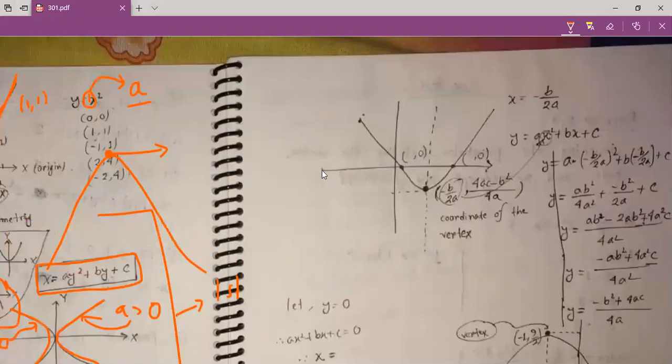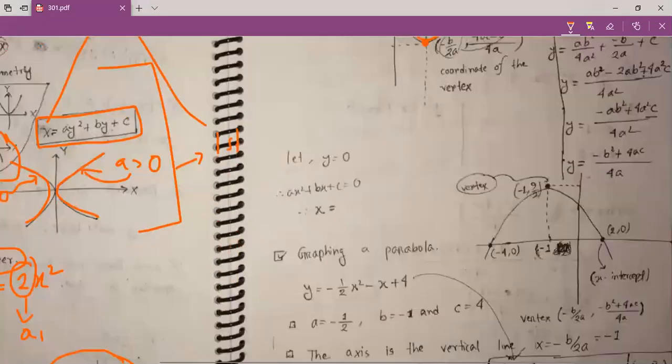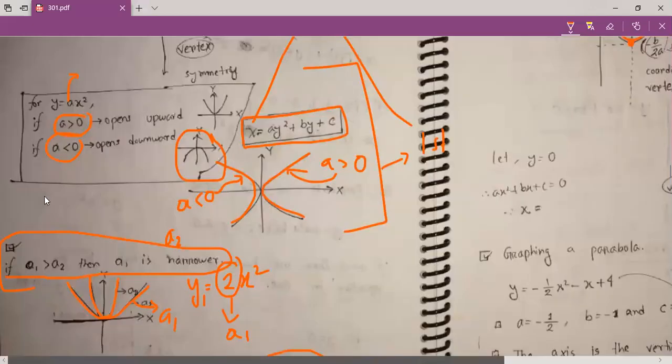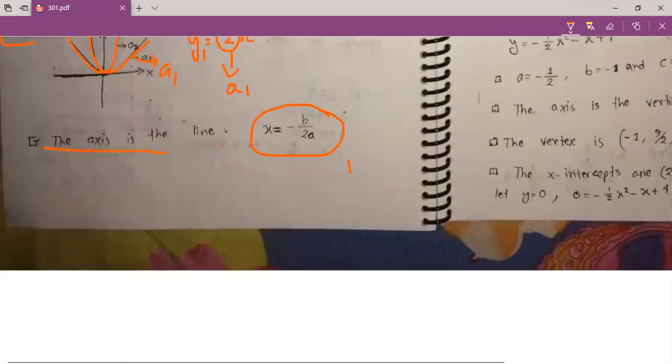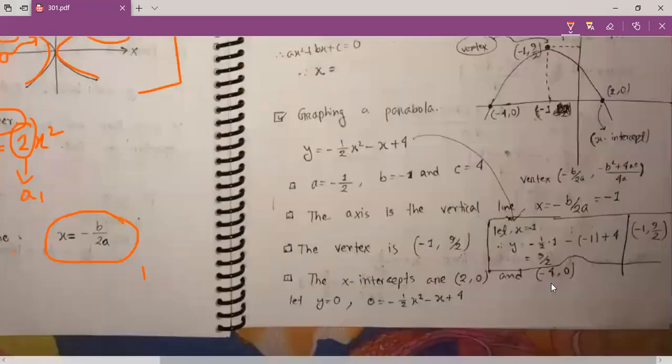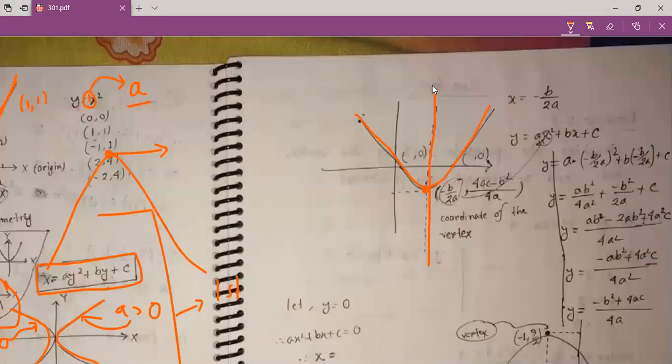So here is our parabola, and this point is the vertex, right? This point is the vertex, and so we have to find a line. We have to find our axis, okay? I mean x is equal to minus b by 2a. So this line will be like this way, okay? It will cross the vertex.